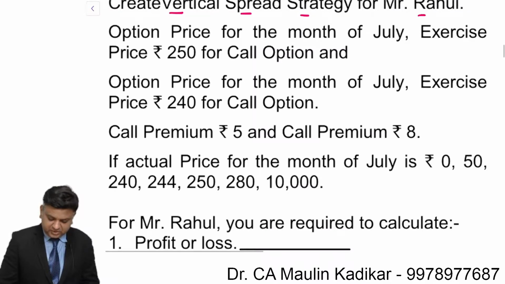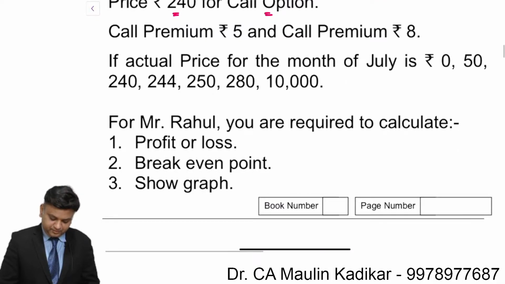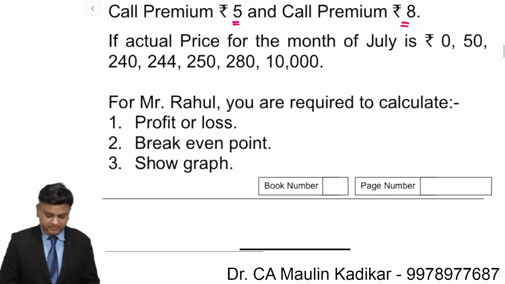Option price for the month of July is given. Exercise price 250 for call option, and option price for the month of July is given once again. Exercise price 240 for call option. Call premium is 5 and call premium is 8.